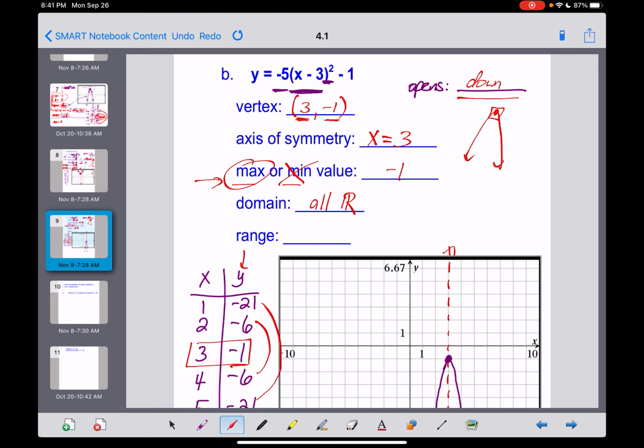But the range now is going to be the set of all y values that, well, let's take a look at our vertex right here. We have a y value there of -1, and we said that was your maximum value. So all the y values that occur here are going to be less than or equal to that y value of -1. So those couple examples there, guys, really kind of illustrate what it is that we're doing here within this section.